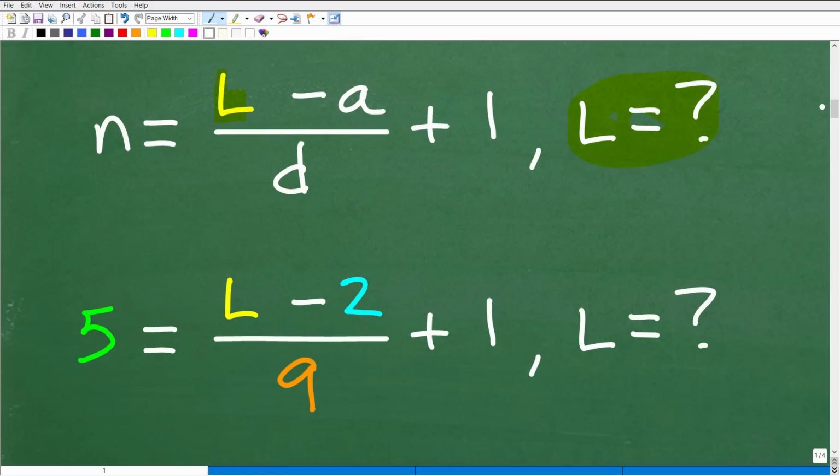Okay, so here is kind of the secret thought process in order to do this problem. Okay, now it's not really a secret. It just sounds kind of cool when I say that.